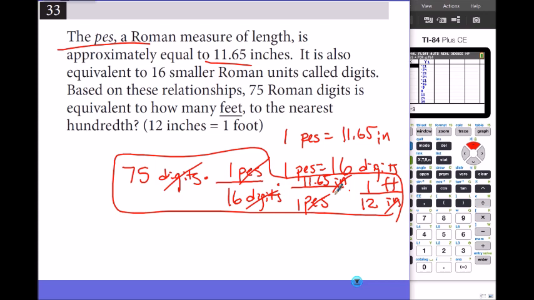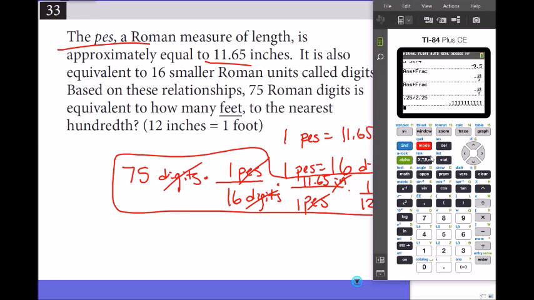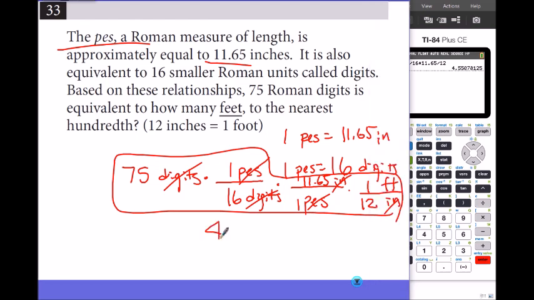So you start from 75, times 1 over 16, times now 11.65 divided by 12. 4.55. You round your answer to the nearest hundredth, so 2 decimals, 4.55 feet in 1 digit. Yeah. So you will do a lot of these converting units in chemistry. I hope you remember converting the units.